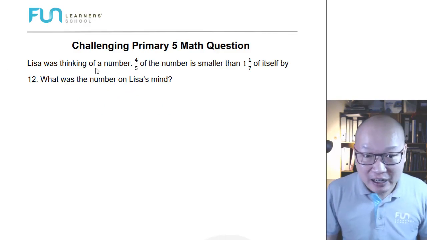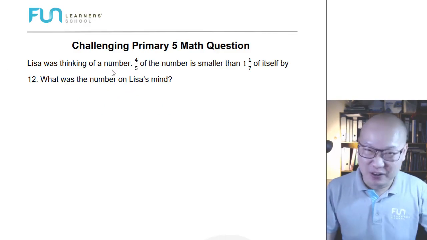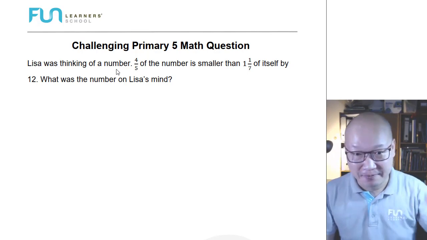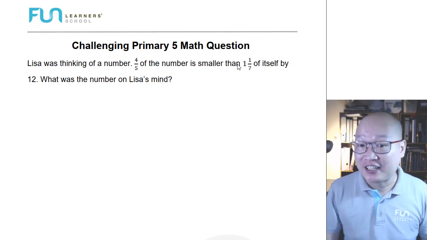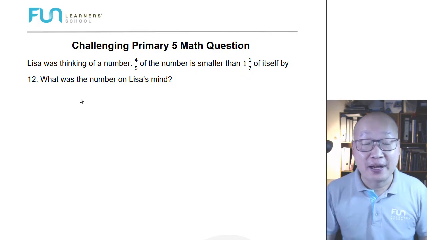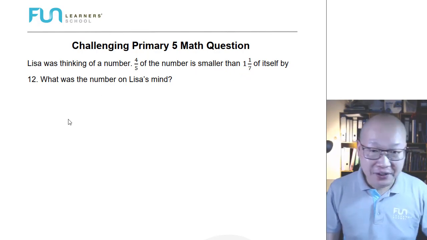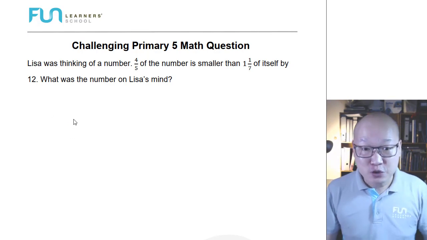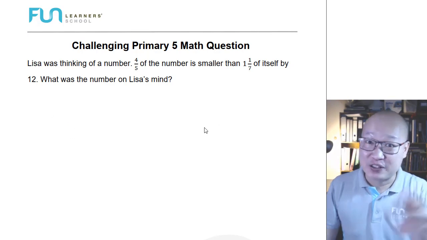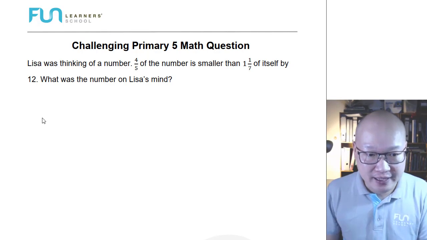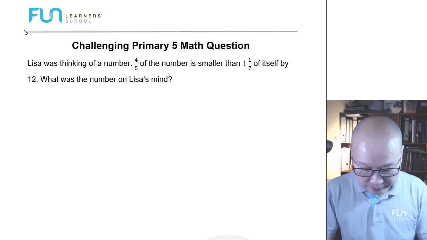Lisa was thinking of a number. Well, they like to think about numbers all the time, right? 4/5 of the number is smaller than 1 and 1/7 of itself by 12. What was the number on Lisa's mind? Now, students, when they see this question, the first thing they do is to sketch the model, correct? So let's sketch the model like what most students do.